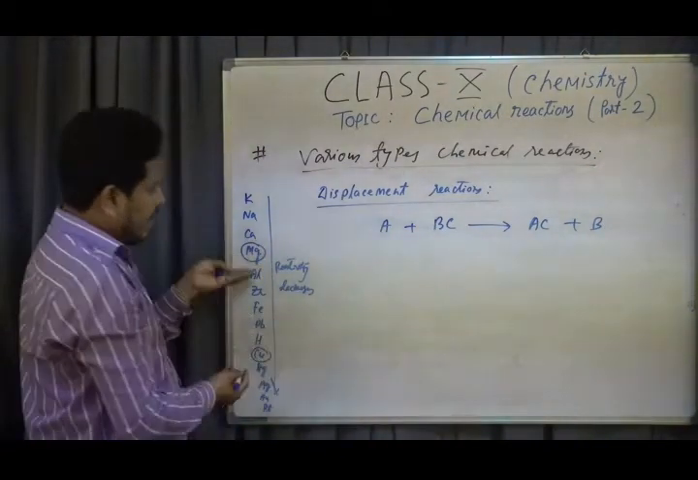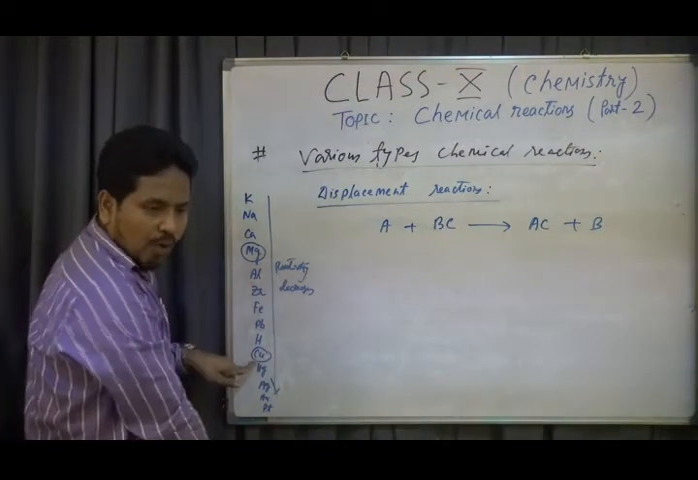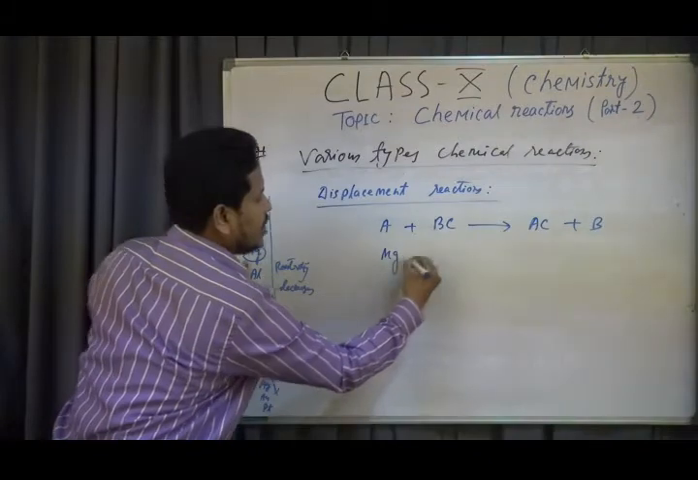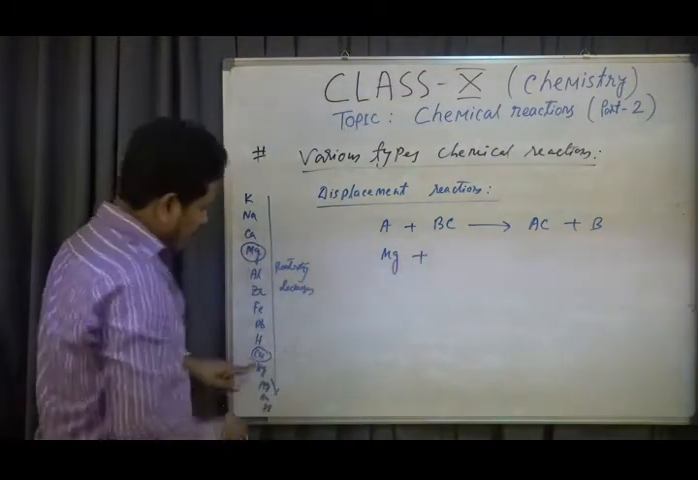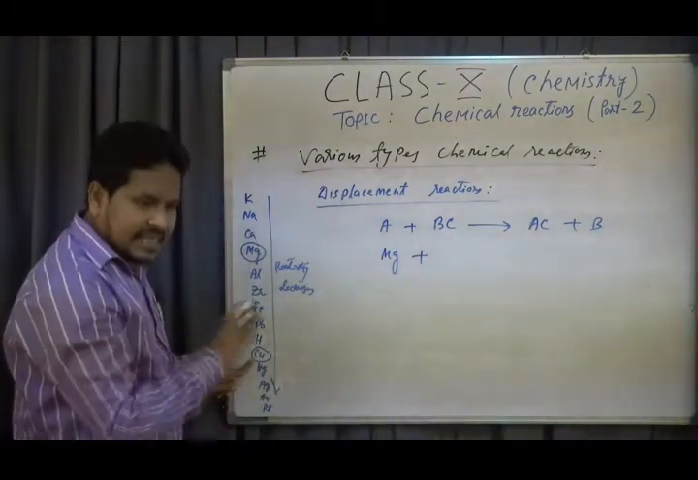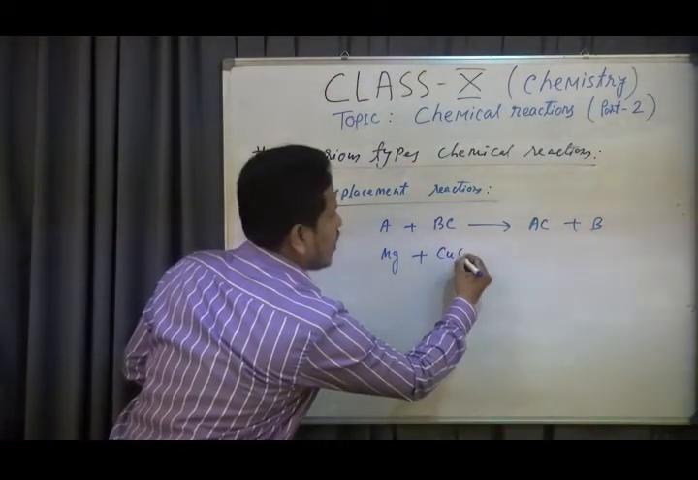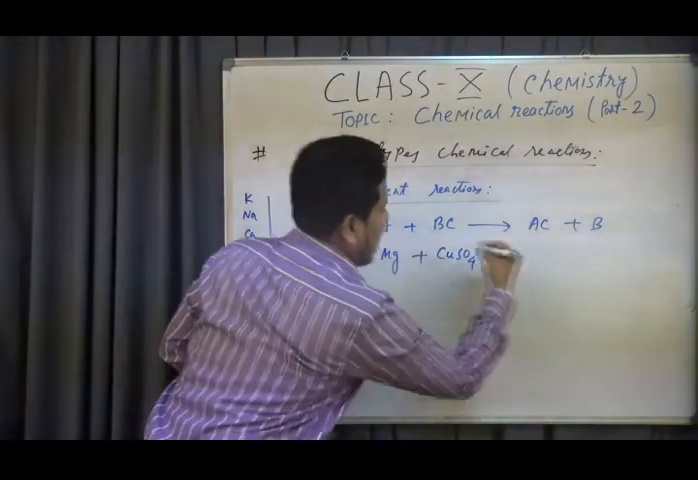Magnesium is more reactive, at the top of the series; copper is at the bottom of the series, less reactive. So let A be magnesium. Look at this: magnesium reacts with what? A compound of copper. Copper is the less reactive element. So a compound of copper, let it be copper sulfate. Let copper sulfate react to give.